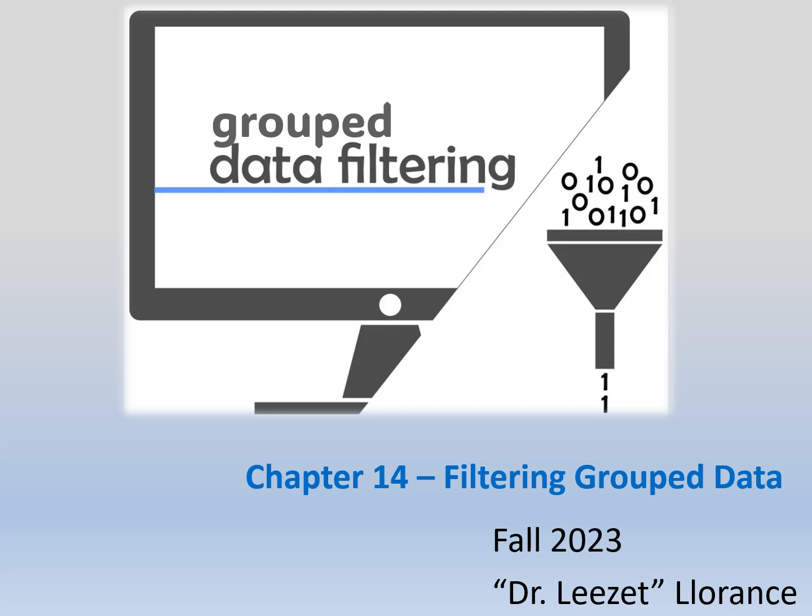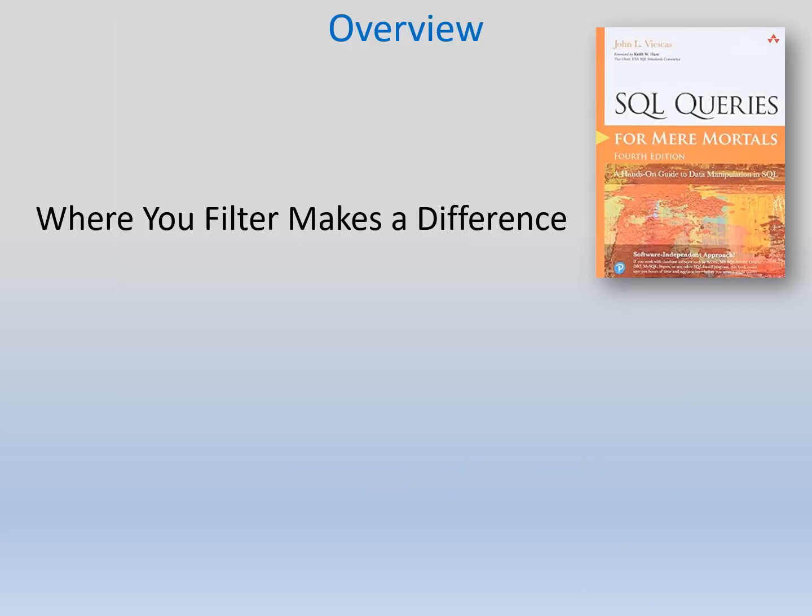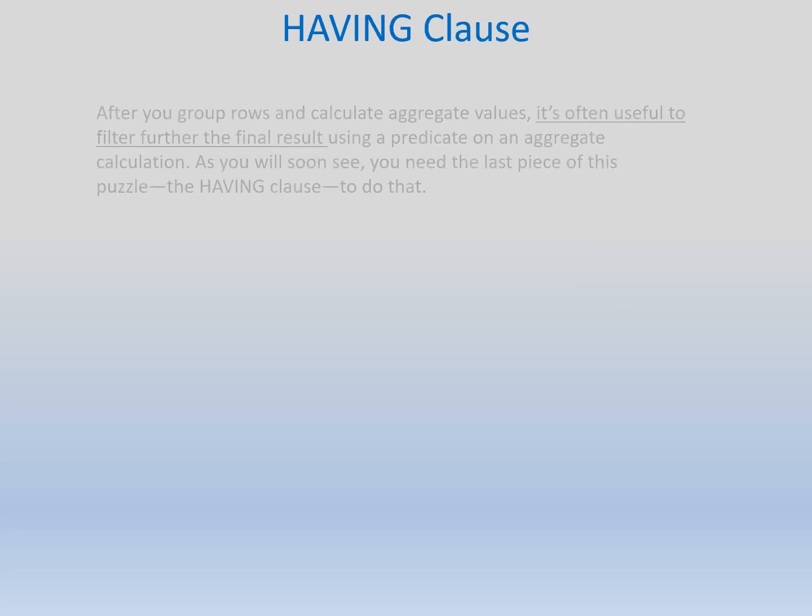This lecture is a short overview of Chapter 14, Filtering Grouped Data. We have one objective for this lesson. We want to know where to filter our data and understand that where we filter our data makes a difference. We will use the having clause.